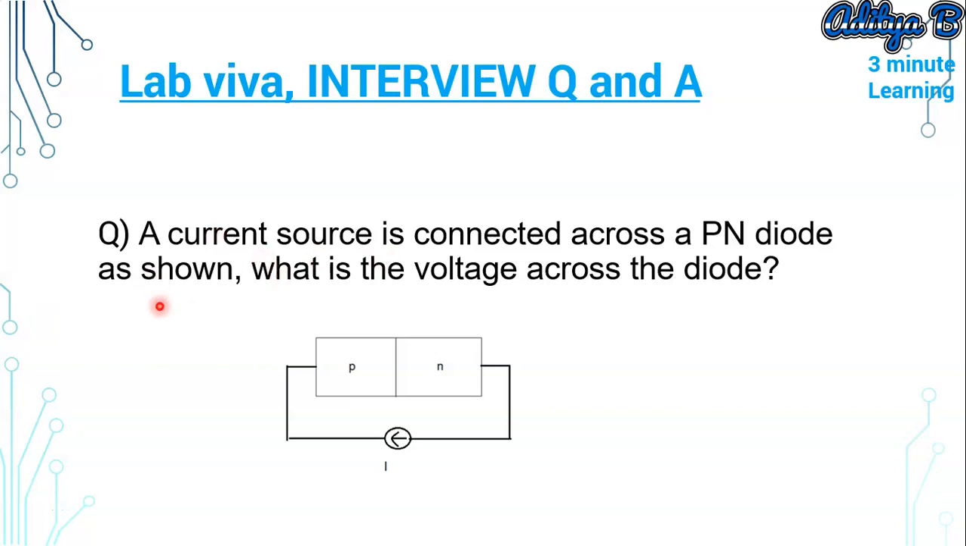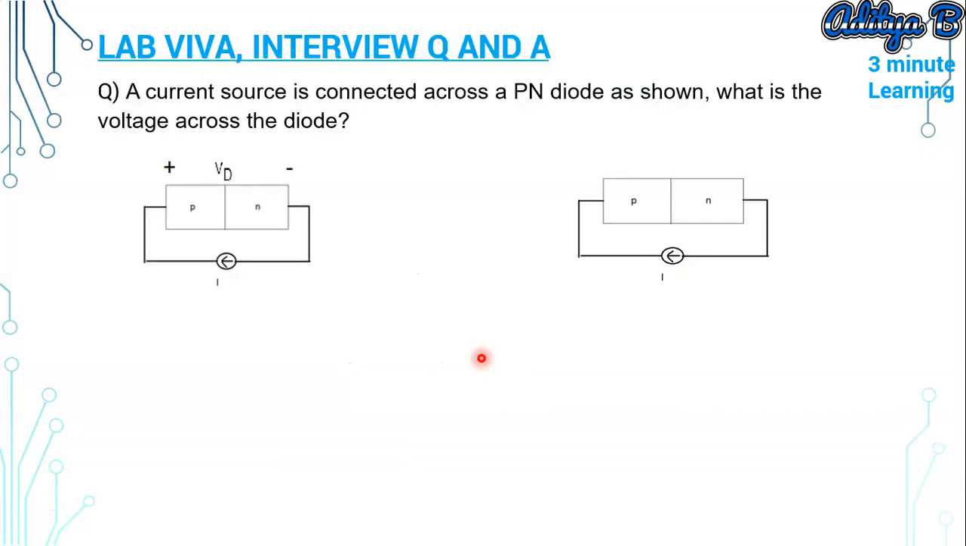A current source is connected across a PN junction diode as shown in the below figure. What is the voltage across this PN junction diode? We have to use the diode current equation in order to know the voltage across this PN junction diode.